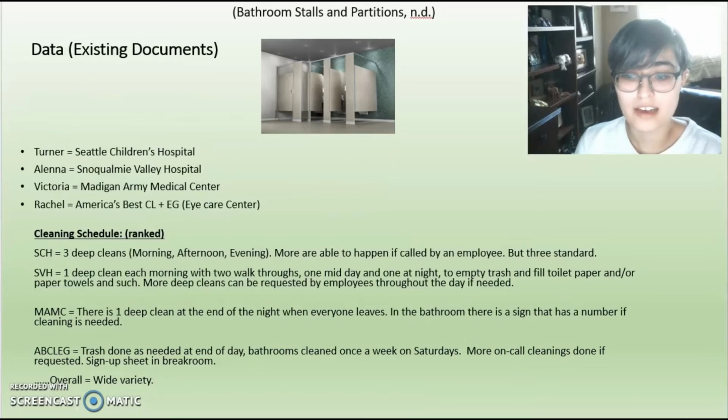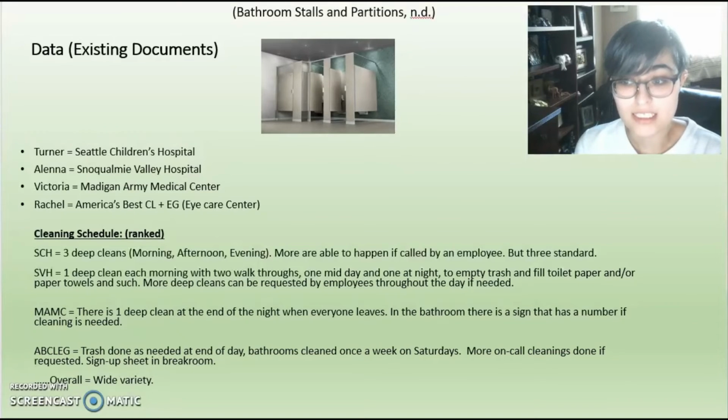On this slide, I have our cleaning schedules compiled, as well as the facilities. Turner collected information from Seattle Children's Hospital. Elena collected information from the Snoqualmie Valley Hospital. Victoria collected information from Madigan Army Medical Center. And I collected information from America's Best Contact Lenses and Eyeglasses, which is an eye care center.